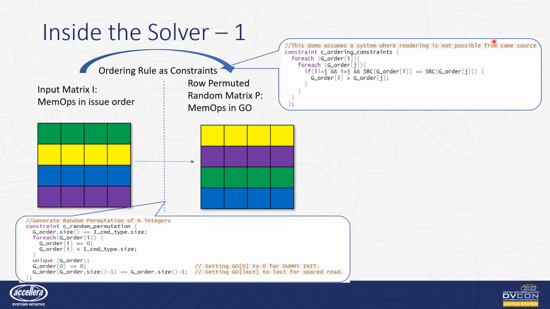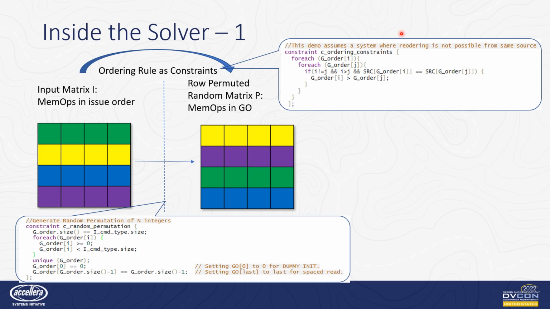This shows a sample ordering rule where i and j are the row numbers in the issue order. And by the way, gorder[i] and gorder[j] are the corresponding locations of the rows i and j in the matrix P. So what this constraint is saying is that if i is greater than j in the issue order and they have the same source, then in the global order also, gorder[i] is greater than gorder[j]. This is another way of saying that memops from the same source must appear in global order in the same order as they appear in the issue order.